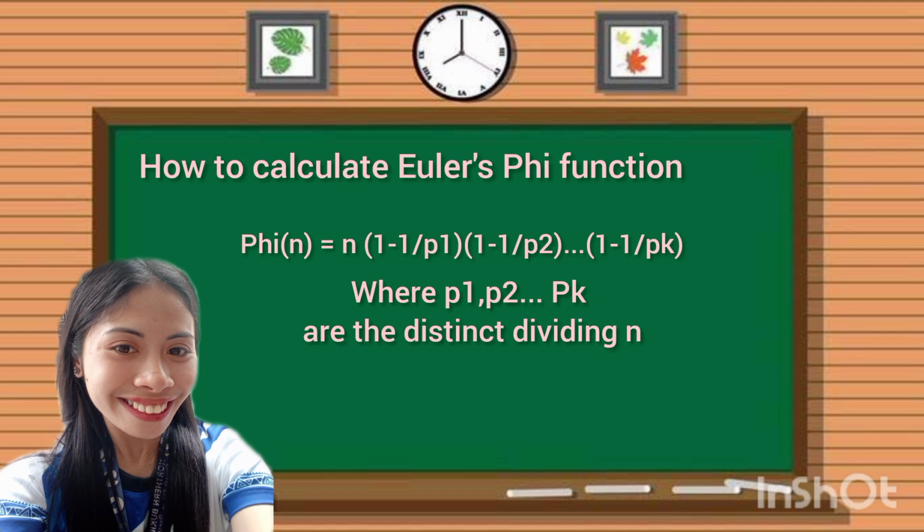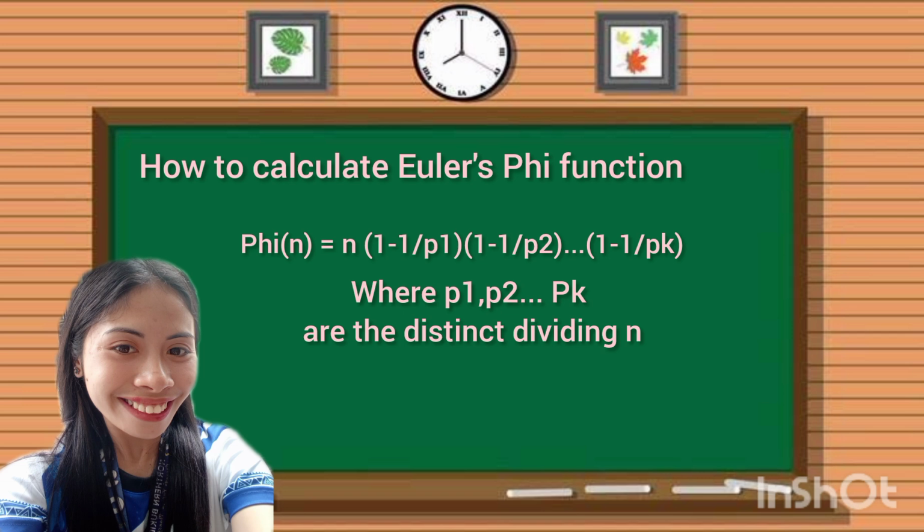So how does this formula work? It's quite simple. You start with n, and for each distinct prime factor of n, you multiply n by 1 minus 1 over p1, where p is the prime factor.